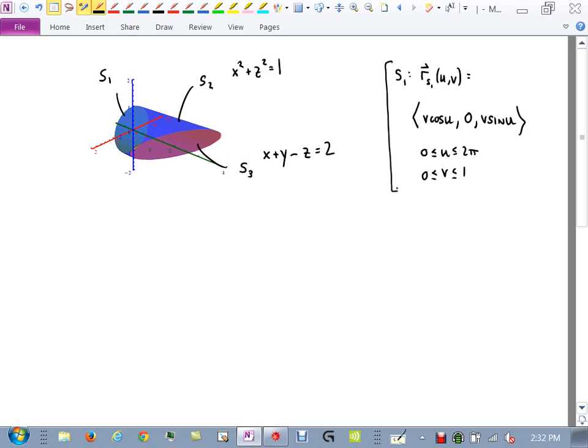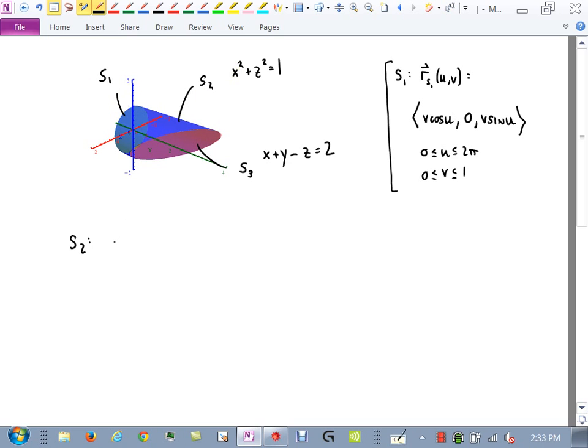All right. S2 is where things get a little bit weird. Tell me about the relationship between x and z. It's a circle, right? Do we need to change its radius? No. So my x and z can just be what? Cosine U and sine U, because that's going to draw me circles. The only thing that's really restricted here is the back and forth in the Y.